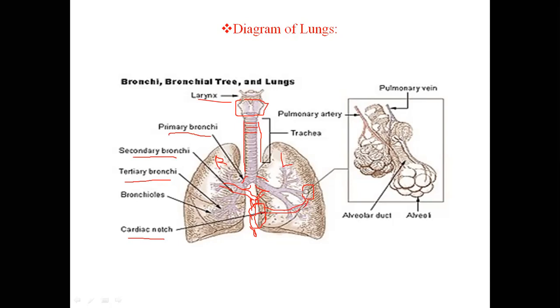This is the pulmonary vein. Generally, we know that veins carry deoxygenated blood, but in the case of the lung, the pulmonary artery is having deoxygenated blood and the pulmonary vein is carrying oxygenated blood to your heart, and from this heart the blood will be distributed to your organs.